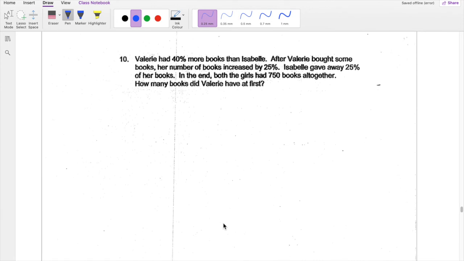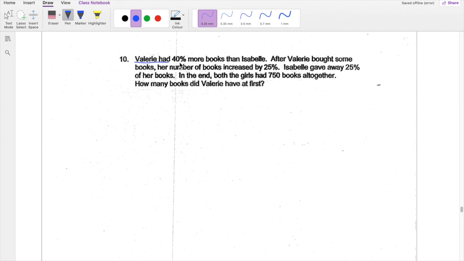Okay, question 10. So Valerie had 40% more books than Isabella. As Valerie bought some books, her number increased by 25%. Isabella gave away 25% of her books. In the end, both have 750 books altogether. How many?